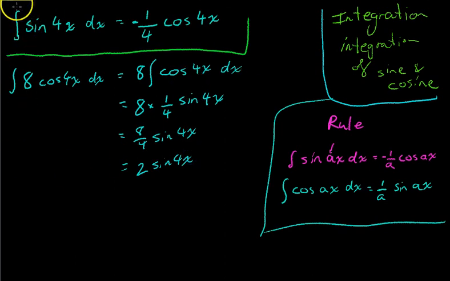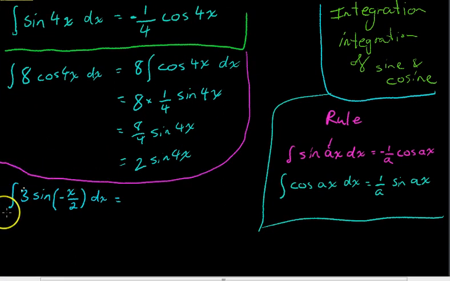Really basic fraction stuff. Finally, this last question here, the integral of 3 sine bracket negative x on 2 bracket with respect to x. Now, first of all, we can take that 3 outside of the integral sign. That's no problem there. While I'm doing that, let's re-look at this. Negative x on 2 can be rewritten as negative a half x with respect to x. Okay, so you should see that this is equal to this. It's just a different way of writing the same thing.